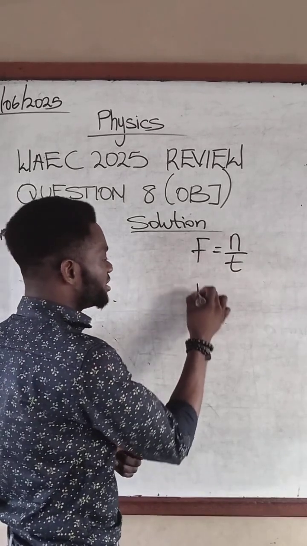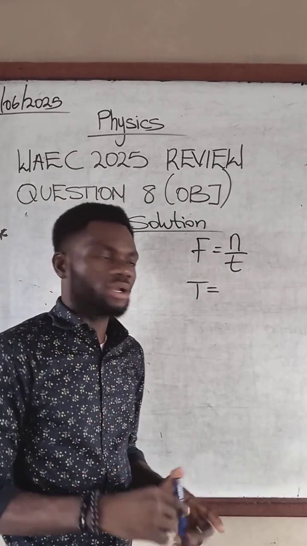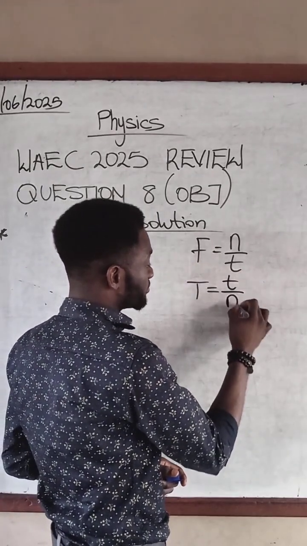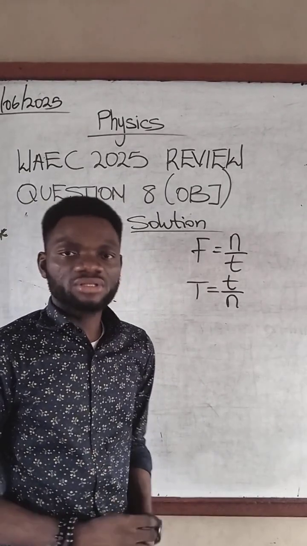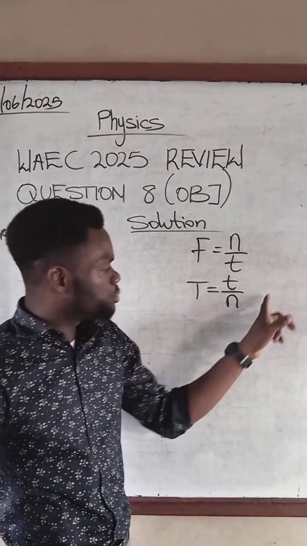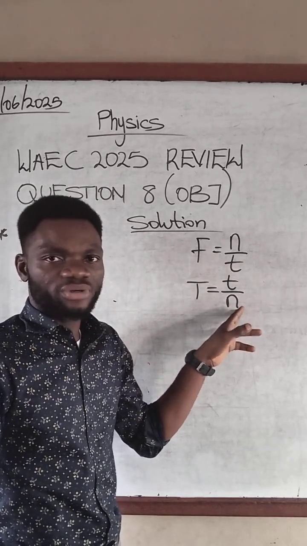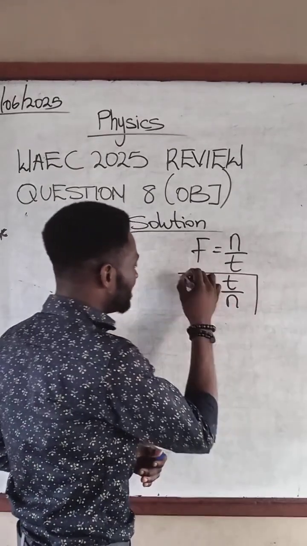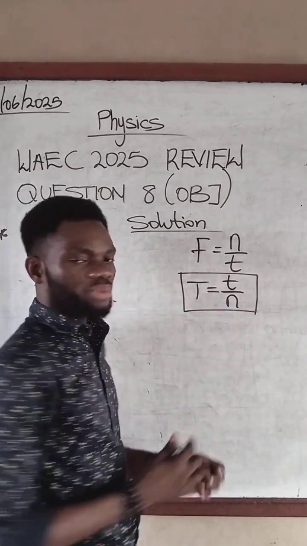The period, on the other hand, is the reciprocal of the frequency, and that is given to us as time over number of oscillations. So how do we define the period of a body undergoing simple harmonic motion? We define it to be the time taken for a body to perform a number of oscillations. The time taken for a body to perform a number of oscillations. So we are going to stick with this formula in this particular question, and we are going to hold it dearly. So please, let's take note of this particular formula.